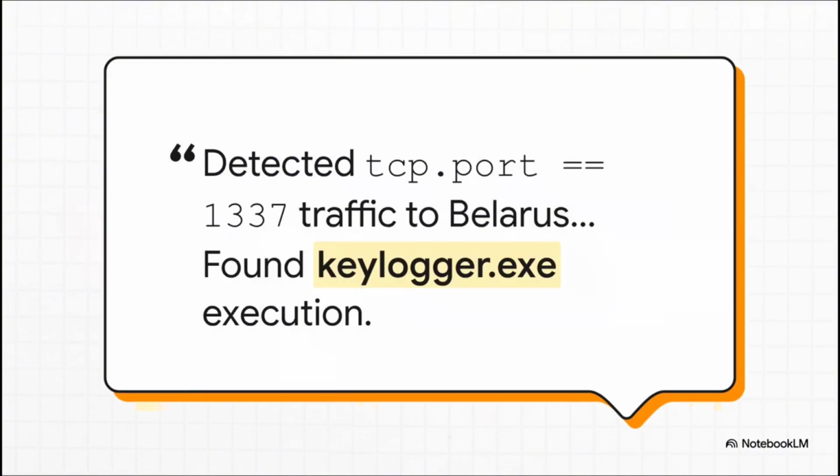And look, this isn't just theory. Here's a real-world example from a case study in 2023. A user saw traffic on port 1337. That's a port number hackers often use as a kind of inside joke, and it was going to Belarus. So they followed that data stream, and they found the exact command that was running a keylogger on their machine. This stuff works. It's how you catch them.